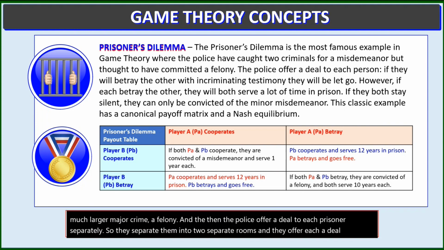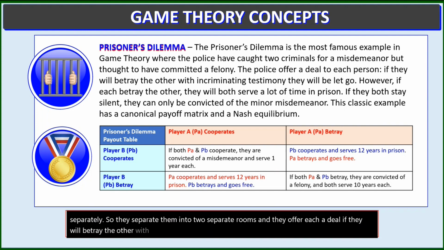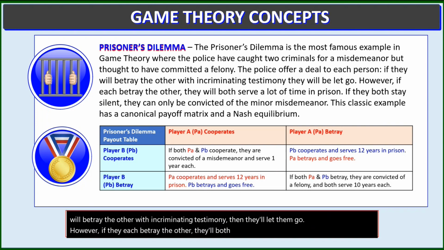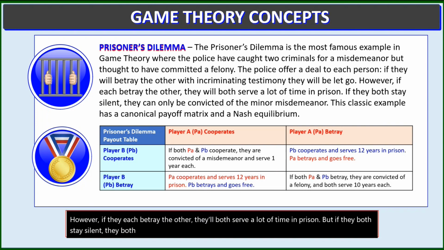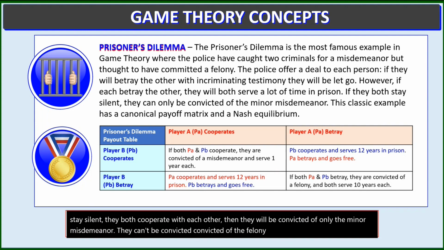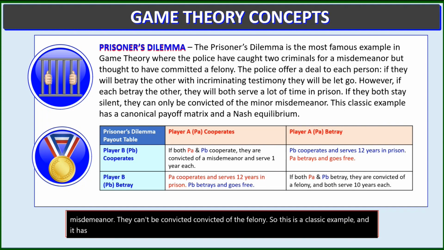If they will betray the other with incriminating testimony, then they'll let them go. However, if they each betray the other, they'll both serve a lot of time in prison. But if they both stay silent, they both cooperate with each other, then they will be convicted of only the minor misdemeanor. They can't be convicted of the felony. So this is a classic example, and it has a canonical payoff matrix and a Nash equilibrium.